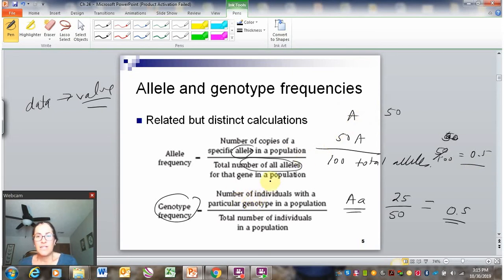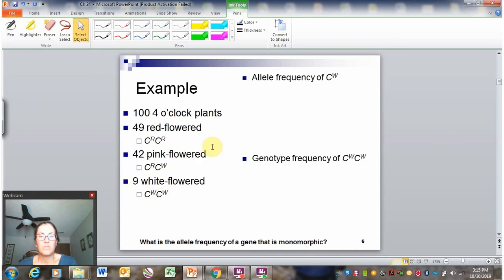Raw data doesn't necessarily come that way, in the sense that you have to work from the population. So you'll see what I mean. If we look at an example like this, describing a population, we can do some calculations. We have 100 plants. 49 of them are red flowered, 42 of them are pink flowered, and 9 of them are white flowered. This is in four o'clock plants. This is an example of incomplete dominance, which you may remember from Mendelian genetics, so you have an intermediate phenotype for the heterozygotes.